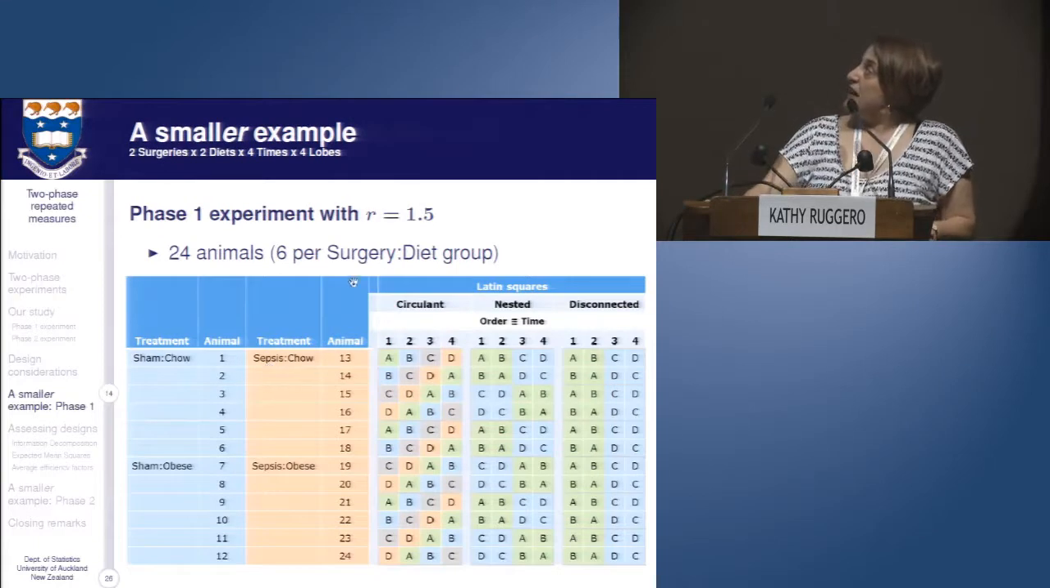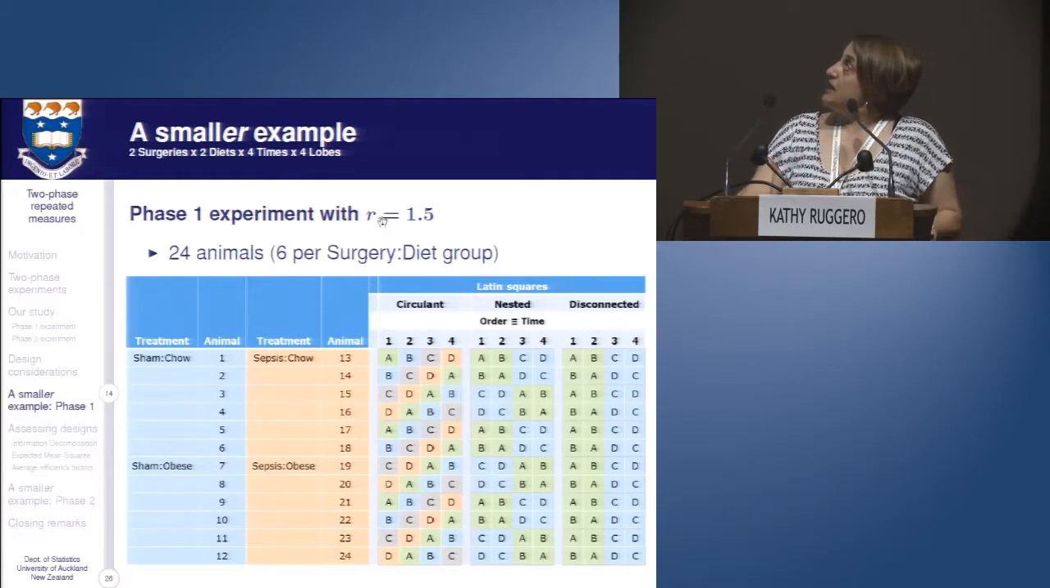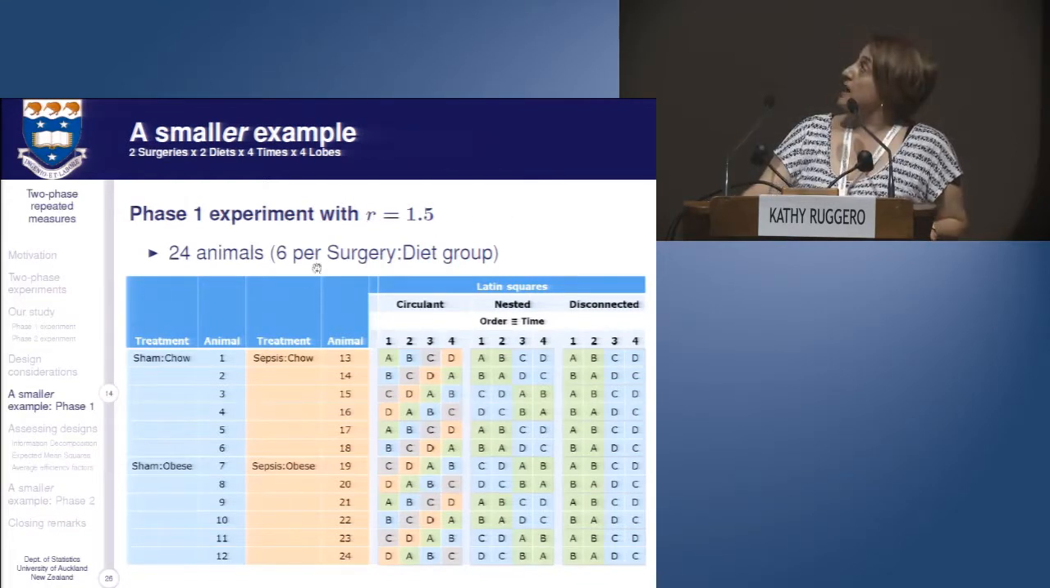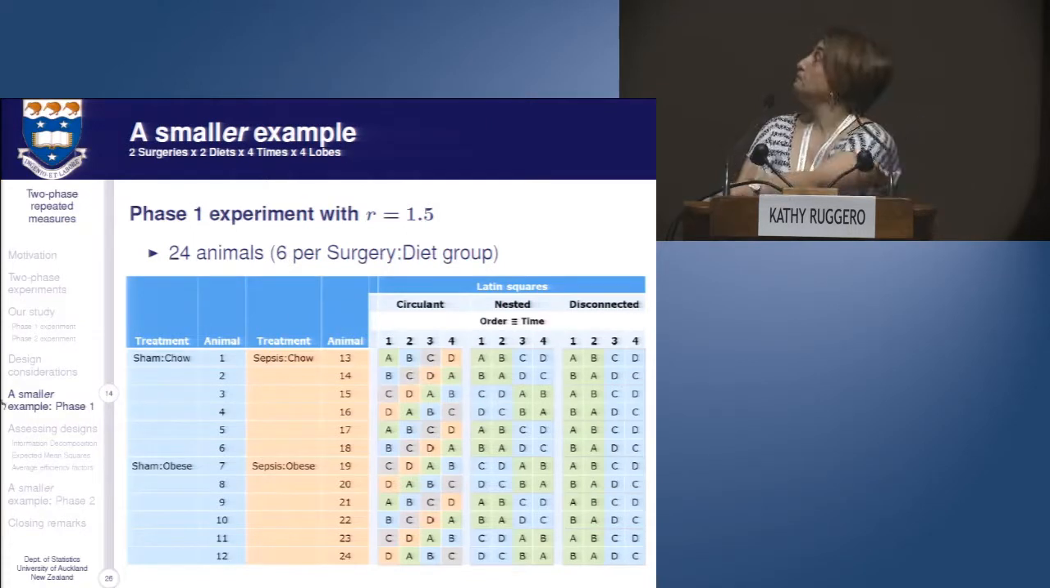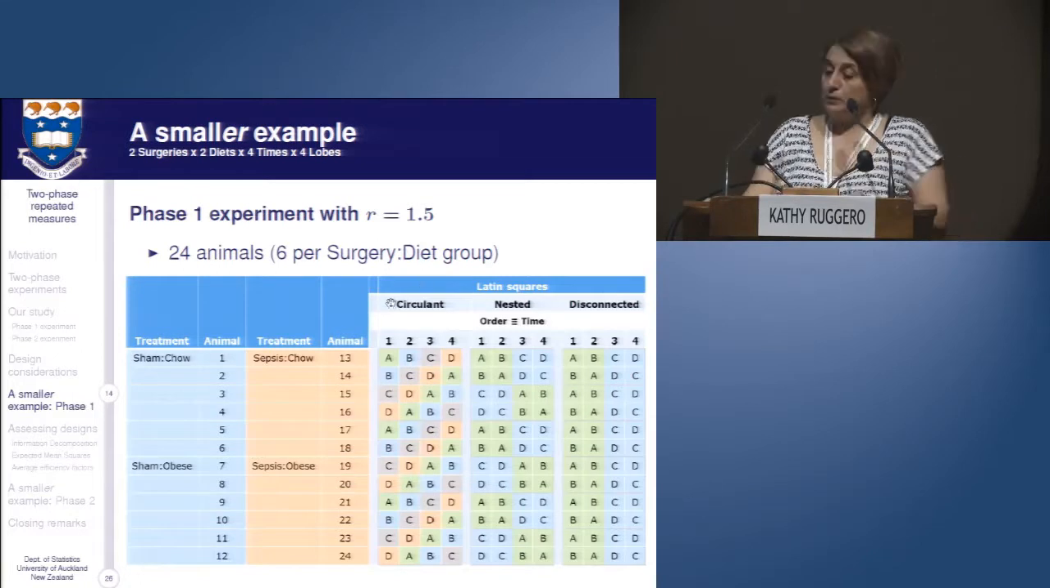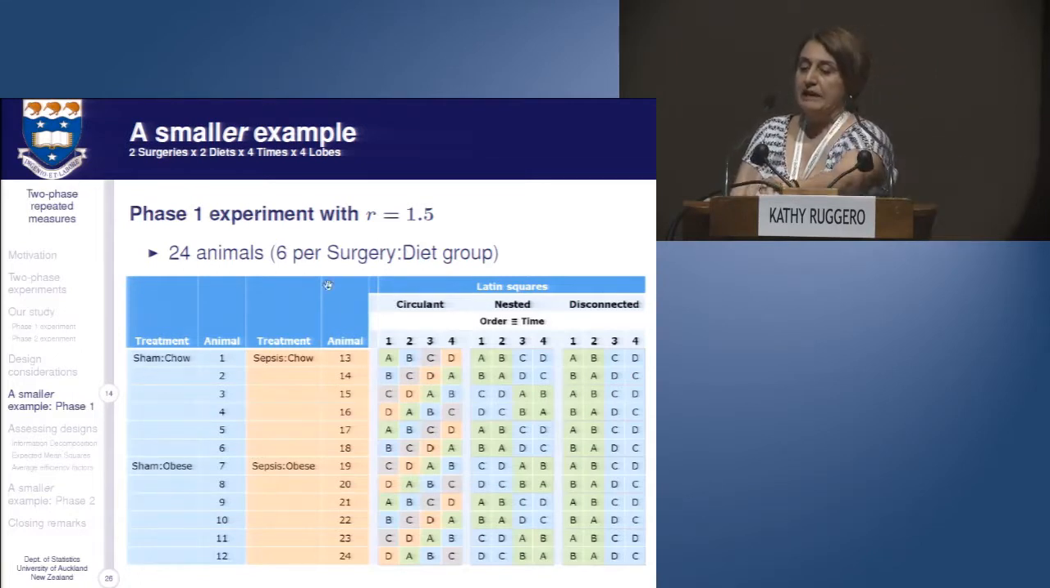So in our scaled-down problem, we have 24 animals, 6 per surgery by diet group. Now, instead of having an integer multiple, where R is 1 or 2, we're looking at R equals 1.5, and that's why we have 6 animals per treatment arm. Now, we considered 3 possible designs in terms of assigning the biopsies to the different orders.